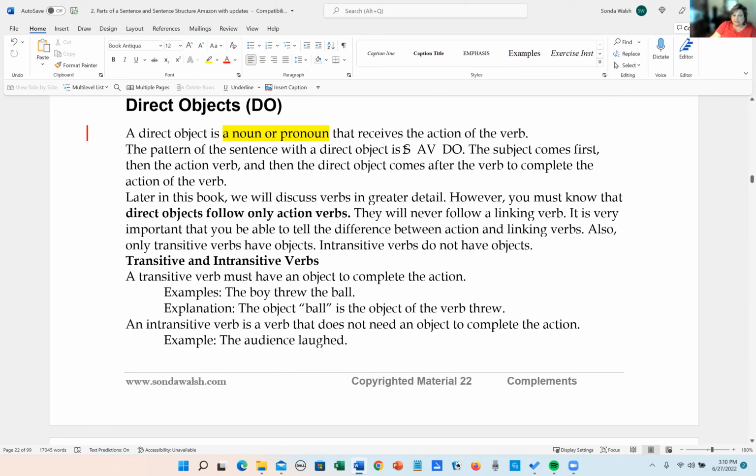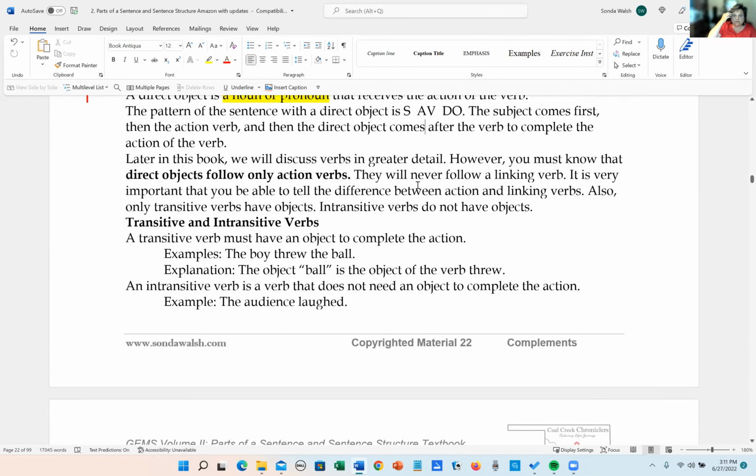So as we mentioned in the last video, the place that you're going to identify a direct object is going to come after an action verb. And this is very, very important that you identify whether it's an action verb or a linking verb. So that's the first thing you're going to notice: we have subject, action verb, direct object. The reason is because a linking verb doesn't have an object. It will have something that points back to the subject, but it cannot have an object in a sentence with a linking verb.